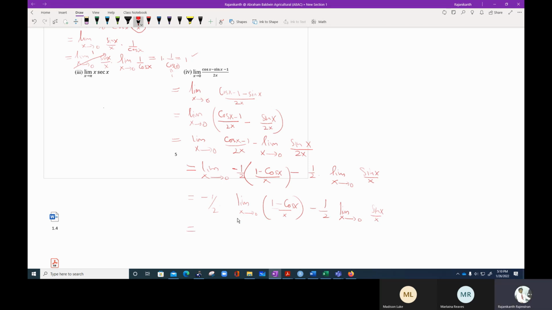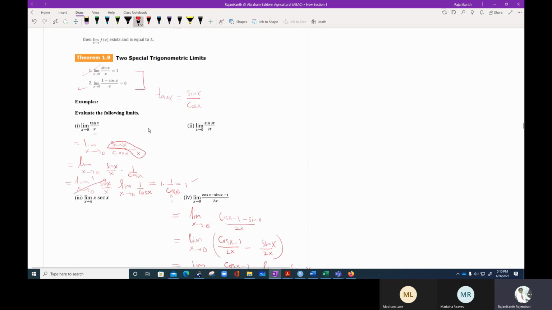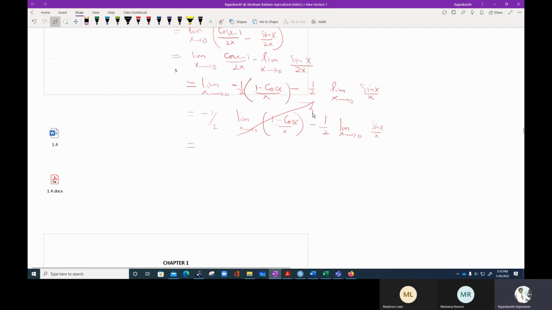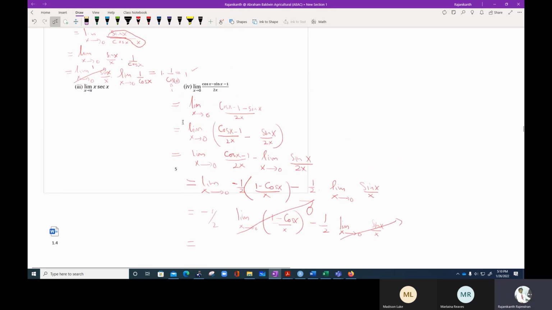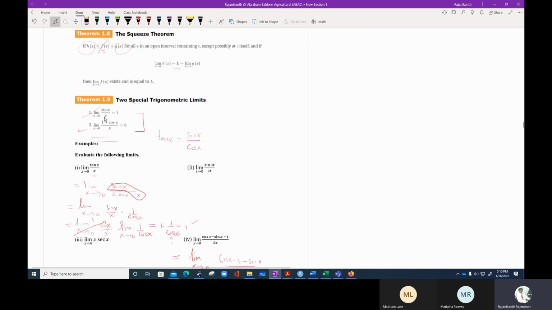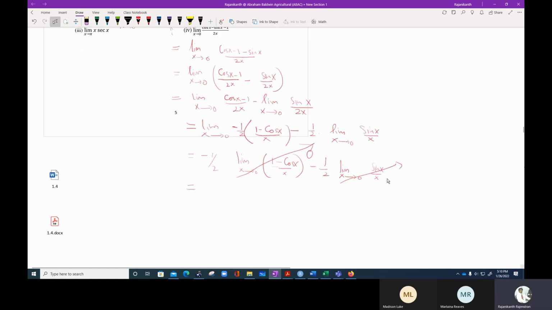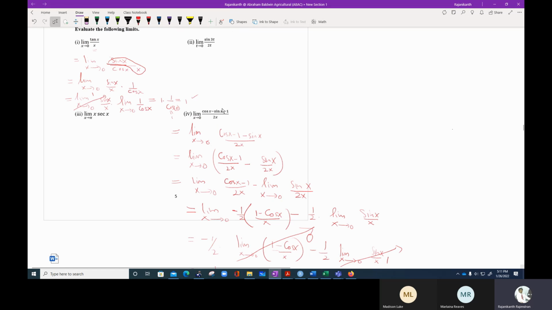Now, using those properties, you could say that these are going to 1. 1 minus cosine x over x goes to 0 by using property number 2. So this is going to be 0 over this one. By using property number 1, sine x over x as x goes to 0 is 1. So this is going to be 1. Therefore, the answer is negative half times 0 minus half times 1, which is just negative 1/2, right? That is the limit of this trigonometric expression.